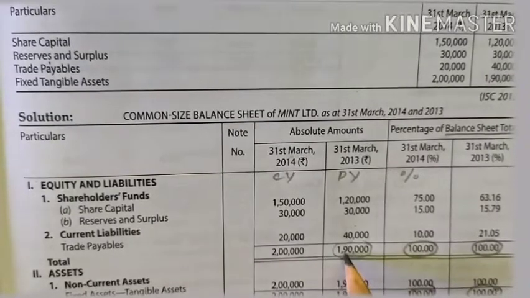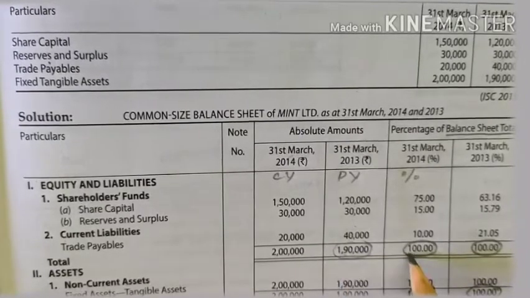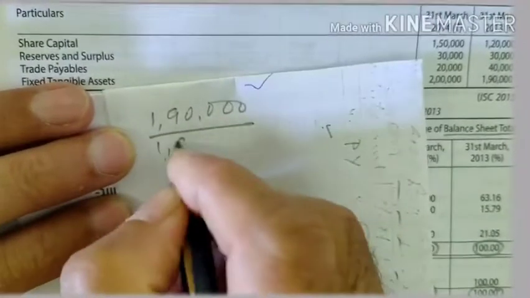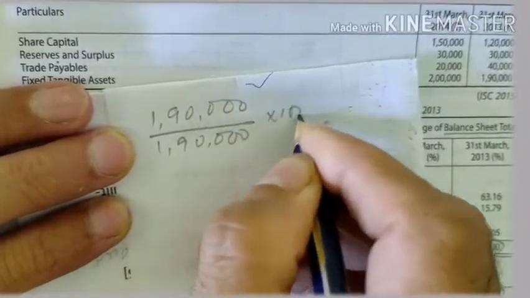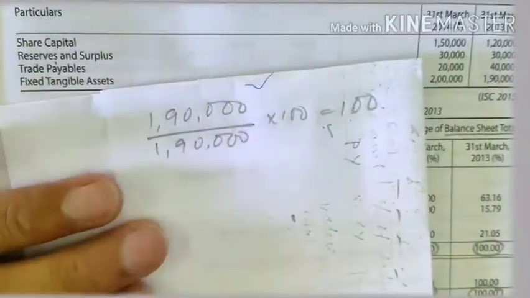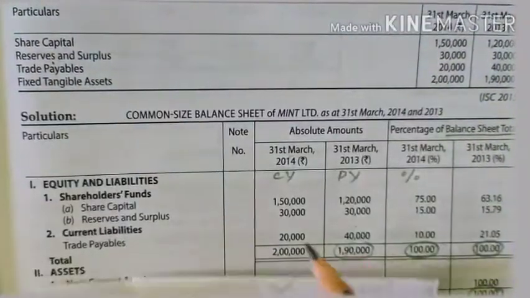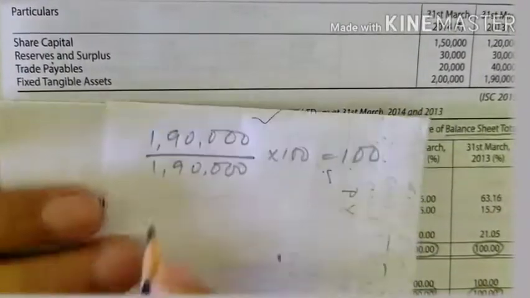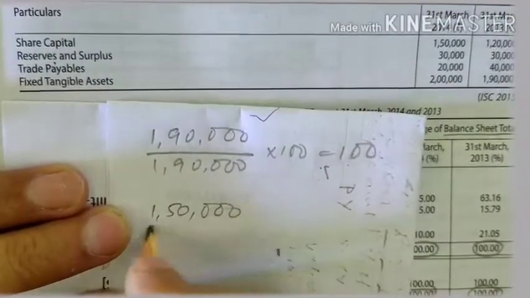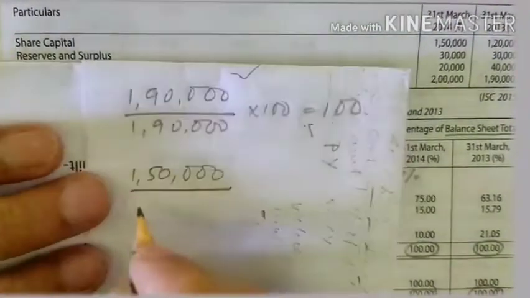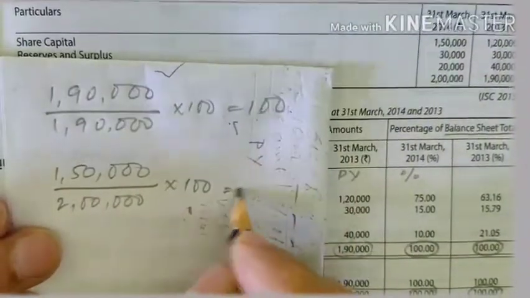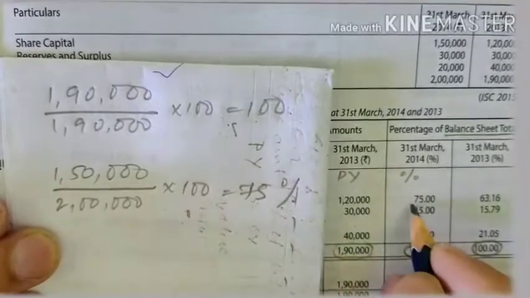Because 1,90,000 divided by the common base, that is 1,90,000, into 100 will be 100. So you have the common base 100. Now let's check for the current year. Your current year share capital is 1,50,000, and the total of the current year is 2 lakhs. So 1,50,000 divided by 2 lakhs into 100 will give you 75%. So here you have 75.